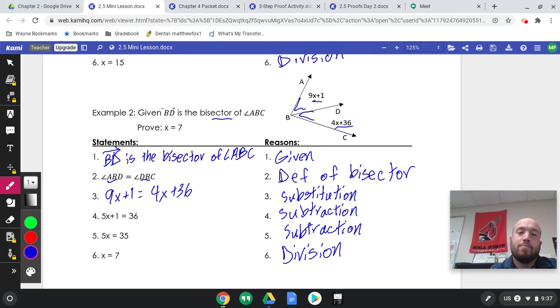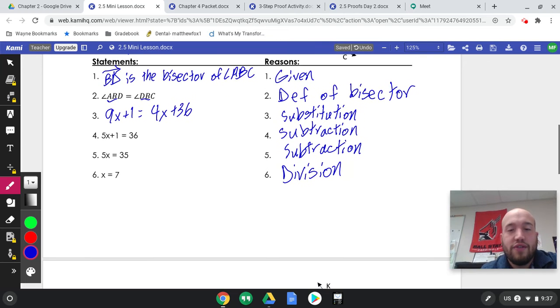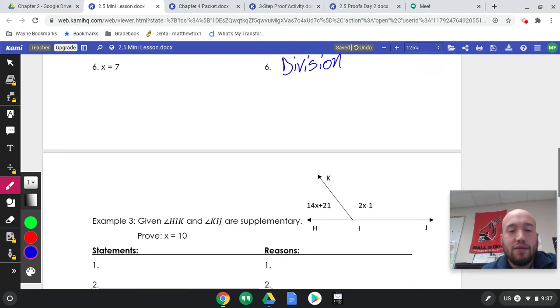Once again, remember, I know the word prove is here, and I know we always use this word given as our first reason. Prove will never be a reason. If you put it as a reason, it doesn't prove anything. It just tells us that's what we're trying to prove. You have to defend why did we do what we did.